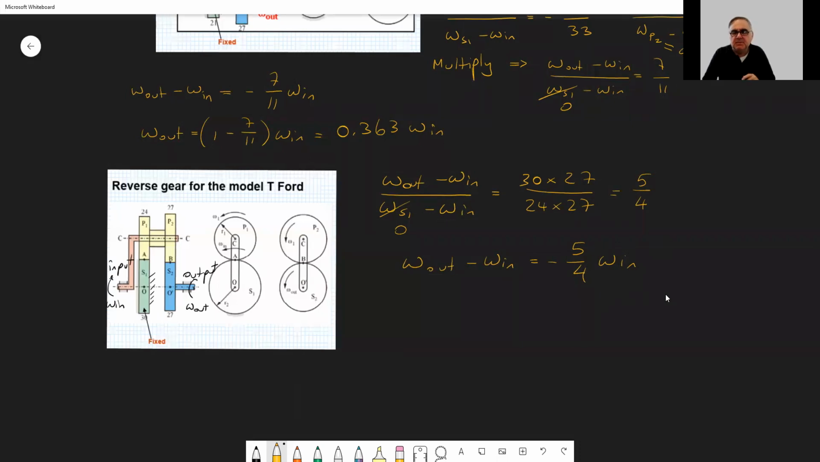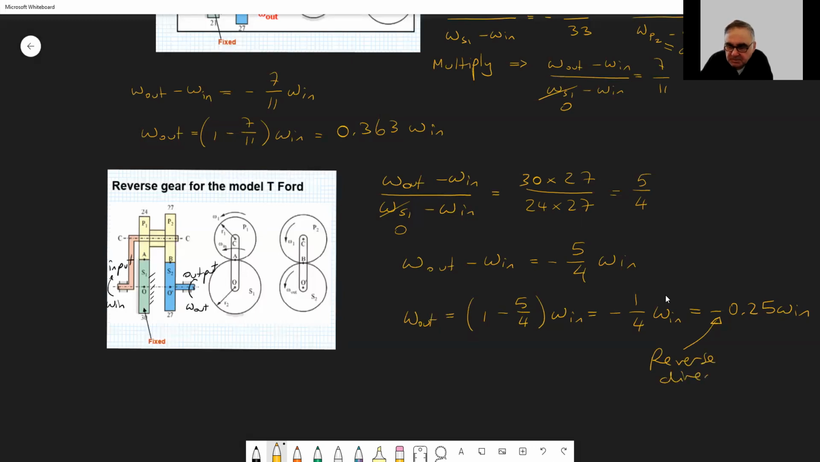Now, since this is a number greater than 1, once 1 goes there, omega out is going to be 1 minus 5 over 4, which will be minus 1 over 4 omega in. So minus 0.25 omega in. And this minus sign means reverse direction, as you see.